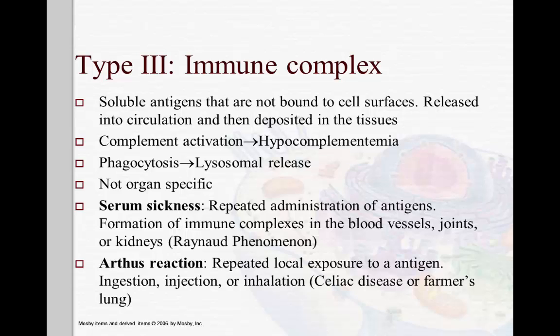Now, type 3 hypersensitivity reaction, again, is caused by immune complex formation in the circulation that then are deposited into the tissue. The difference between type 2 and type 3 is that, remember, in type 2 antigens are attached to a specific tissue. In type 3, the antigen is formed, then released into the circulation, and then is deposited into the tissue. There is complement activation. It is not organ specific. There is also phagocytosis involved, but the major key point here is immune complex formation.